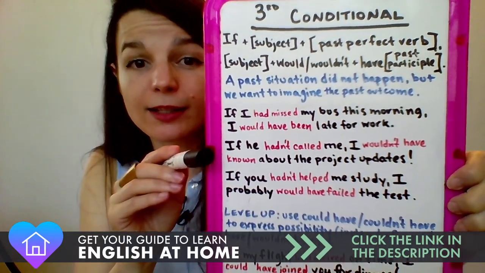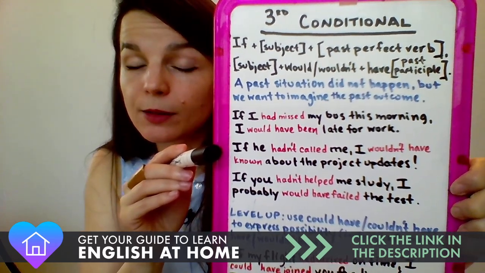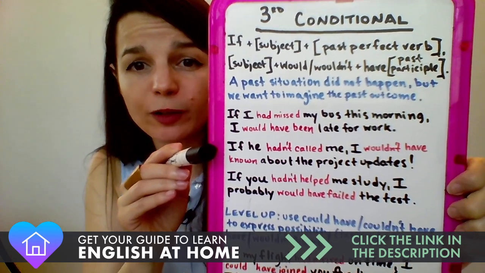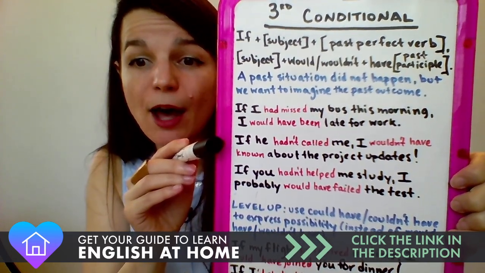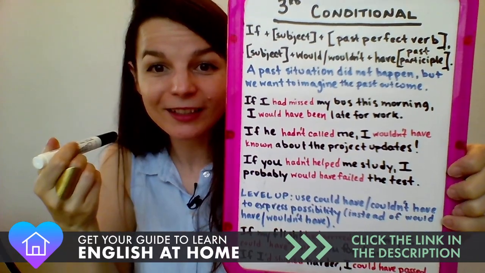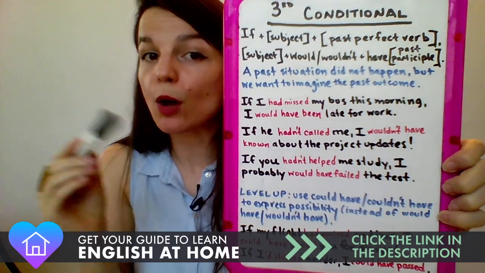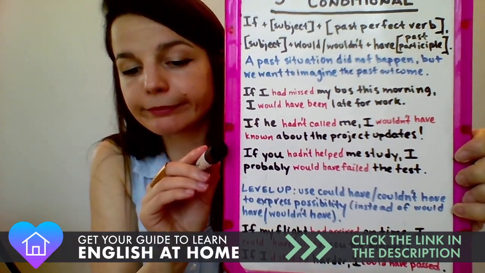Let's look at another example. If he hadn't, so hadn't means had not, if he hadn't called me, I wouldn't have known about the project updates. This means he did. He called me. But if he hadn't, I would not have known about the project updates.